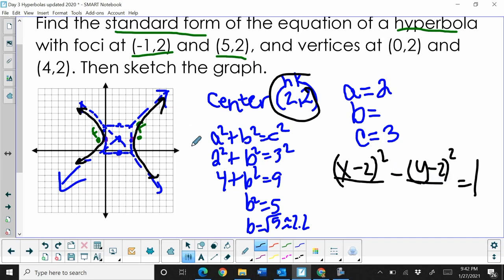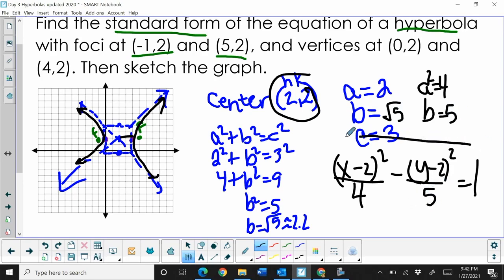Now, I need to look at my x direction. What is the a value? The a value is 2, so a squared is 4, and that's what I'm plugging in. B squared, well, we know b was the square root of 5, so b squared is just positive 5. We're going to plug that in, and boom, we have the equation from clues.